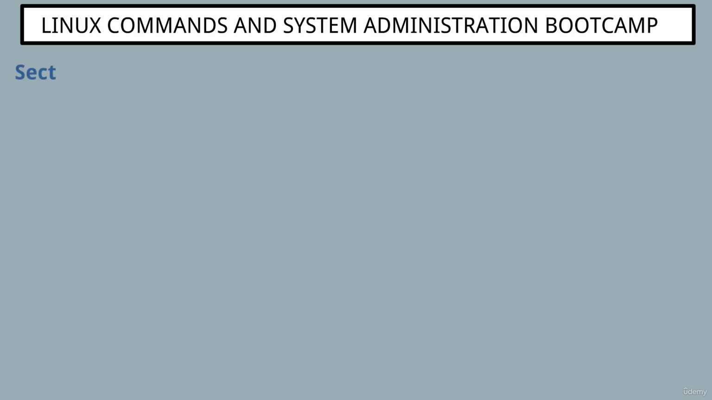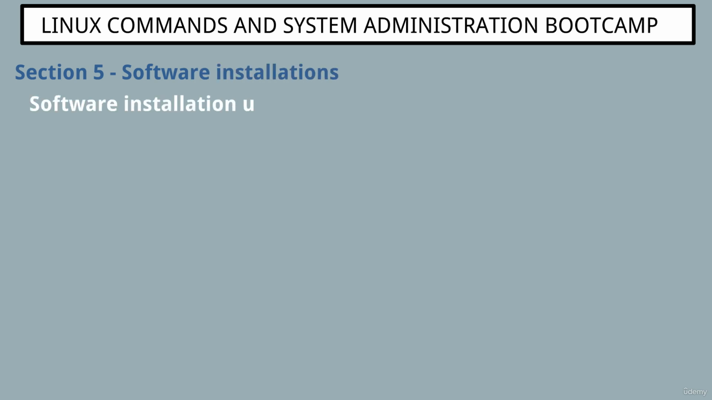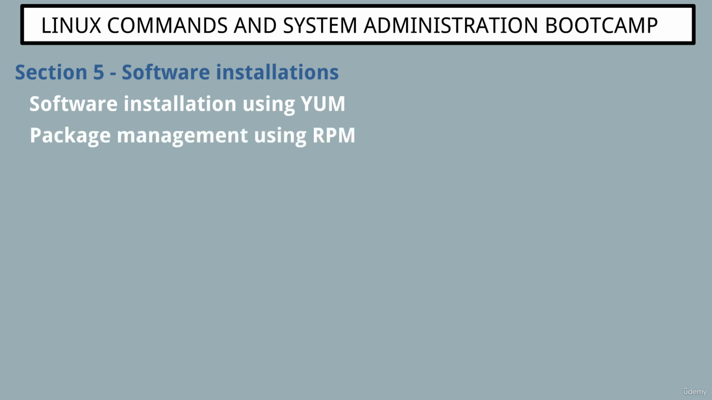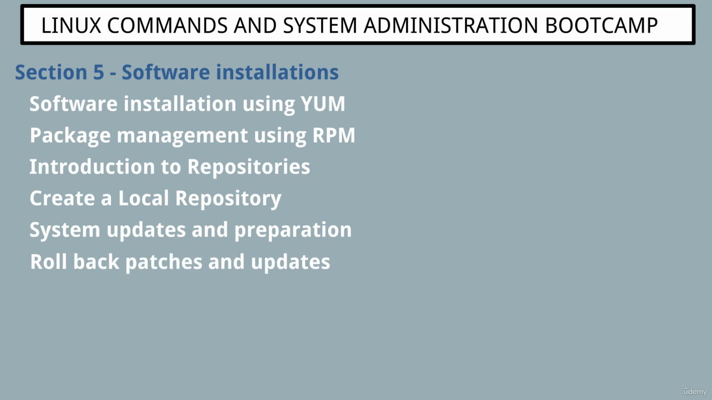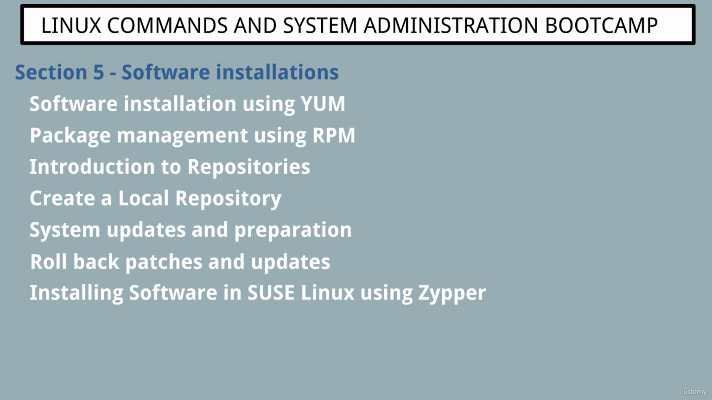Next section is section 5. It's related to software installations. It covers software installation using yum, package management using RPM, introduction to repositories, create a local repository, system updates and preparation, rollback patches and updates, installing software in SUSE Linux using Zypper, installing software in Ubuntu, and quiz.